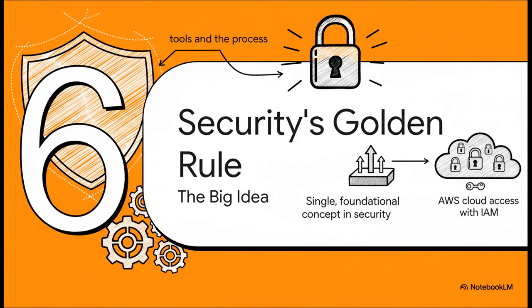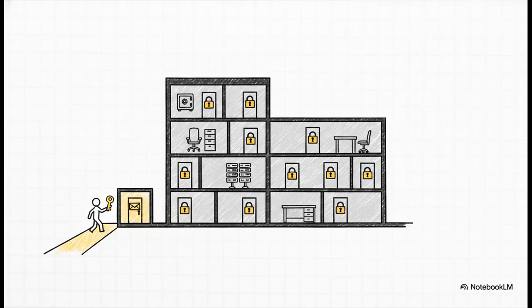Okay, so we've walked through all the tools and the whole process, but let's zoom out for a second. What's the big idea here? What's the one lesson we should take away? Everything we've done today points to a single fundamental concept in security. And this is it. It's called the principle of least privilege. This is the golden rule of security.